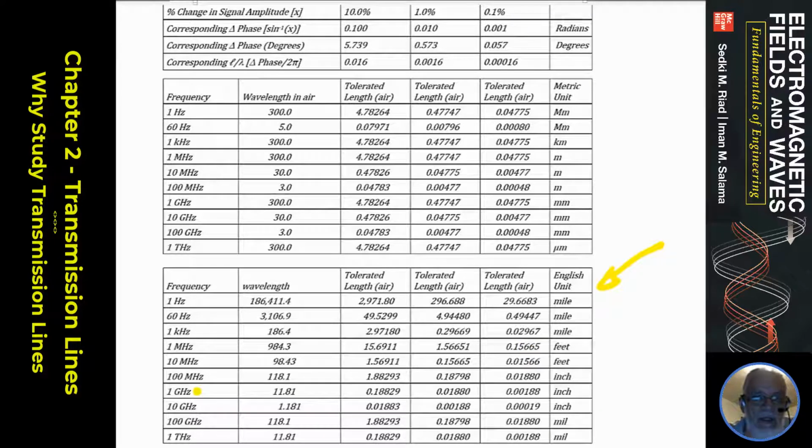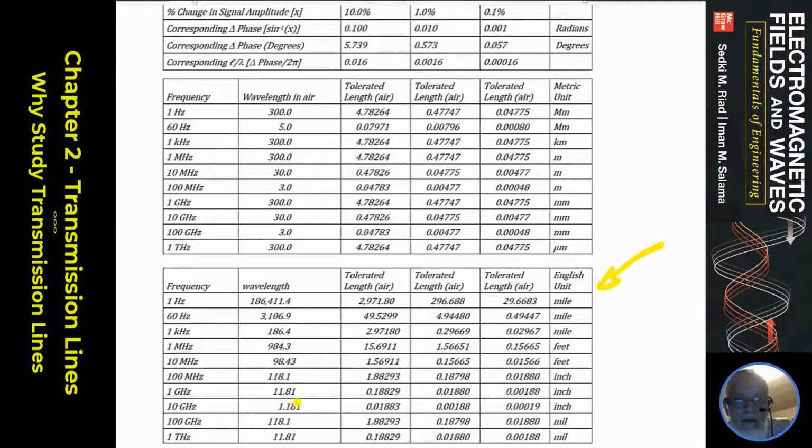Okay, let's go to 1 gigahertz. At 1 gigahertz, you have 11.8 inches for your wavelength. That's almost a foot, right? 12 inches is a foot. That means 10% error is 0.18 inches, 0.2 inches. That's, you know, not much. 1% error is right there. 0.1% error is right there.